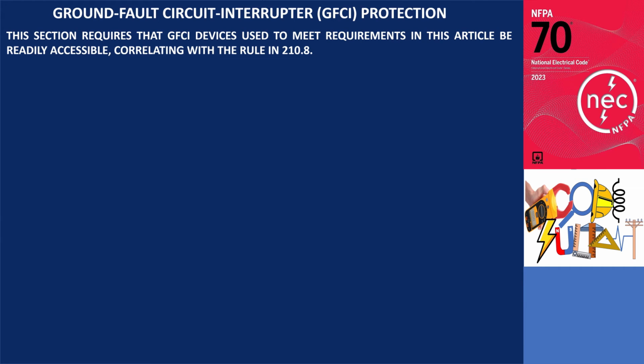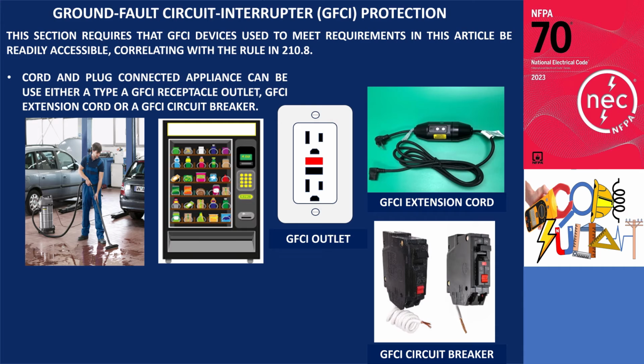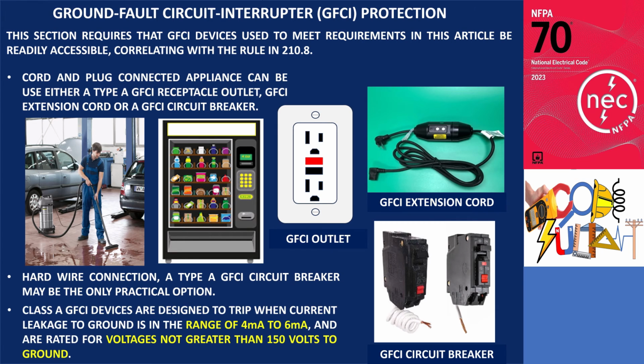This section requires that GFCI devices used to meet requirements in this article be readily accessible, correlating with the rule in 210.8. For the cord and plug connected appliance, you can use either a Type A GFCI receptacle outlet, GFCI extension, or a GFCI circuit breaker. However, for a hardwire connection, a Type A GFCI circuit breaker may be the only practical option. Class A GFCI devices are designed to trip when current leakage to ground is in the range of 4 mA to 6 mA and are rated for voltages not greater than 150 volts to ground.